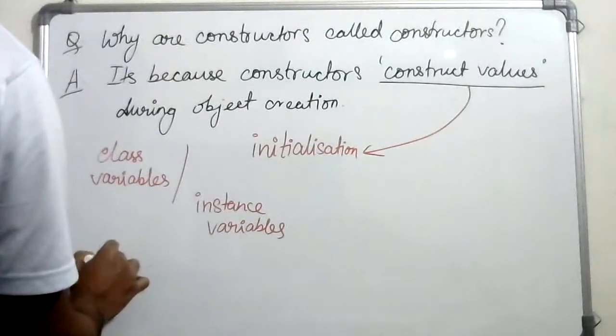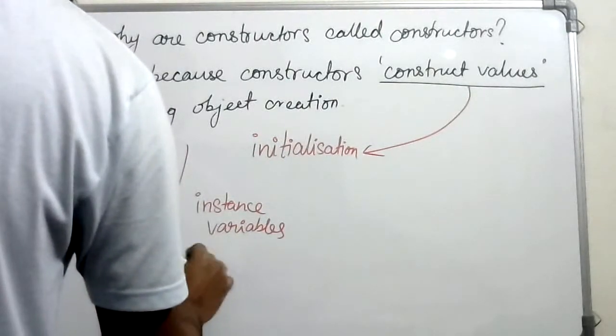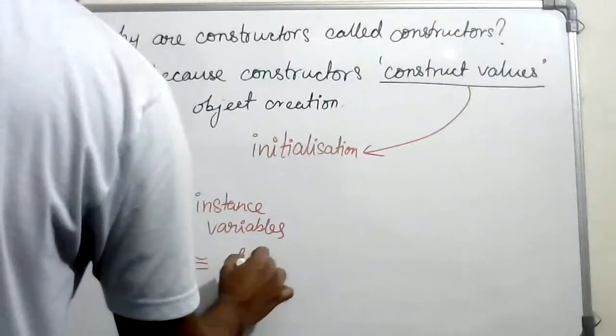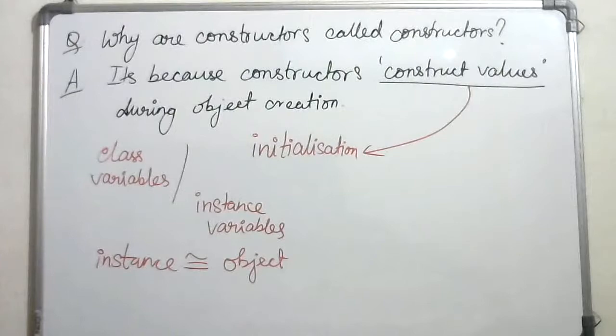So, an instance is equivalent to an object. If you remember the definition of an object, by an object we mean the instance of a class. So for every object, the class variables are unique. So let's say I have declared two objects of the same class. Those two objects will have their separate versions of the class variables that were defined in the class.